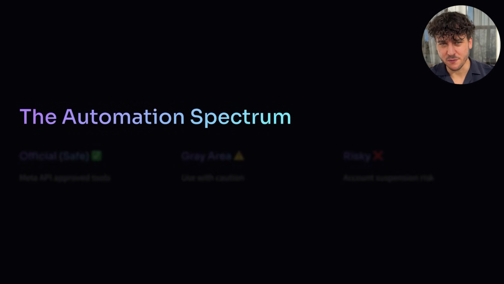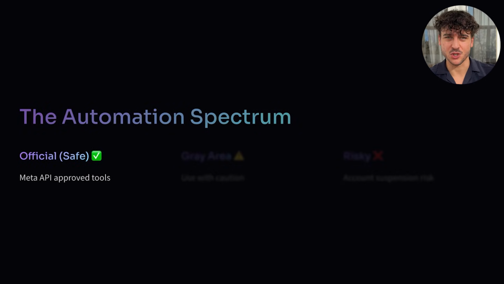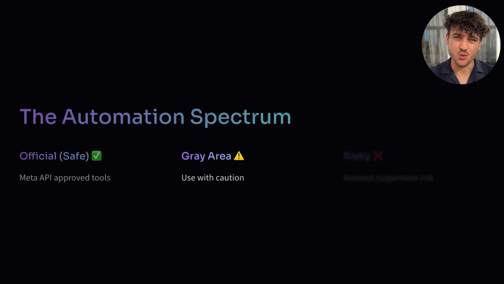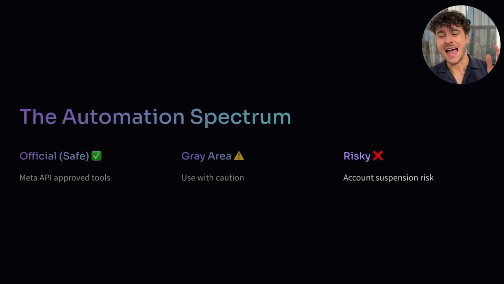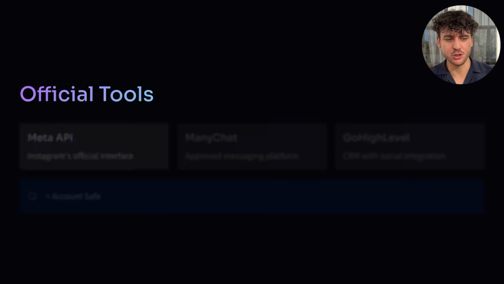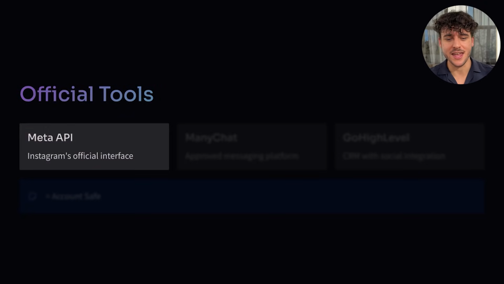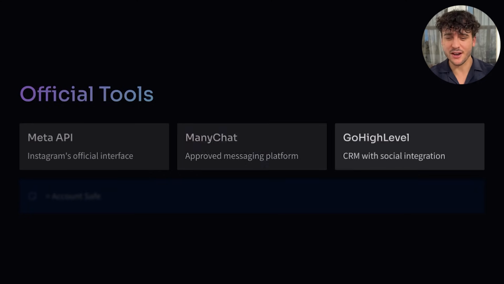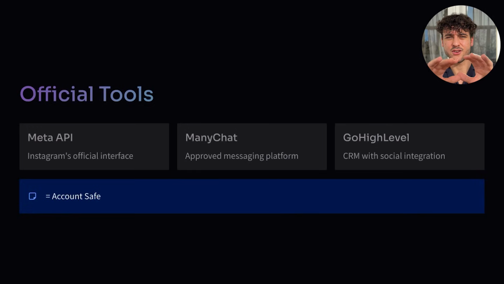The automation spectrum of Instagram includes official methods, which are Meta API approved tools, a gray area where you need to be a little bit careful about how you use those automation tools, as well as risky areas which can lead to account suspension. Let's talk about official tools first, which are working through the Meta API. This includes tools such as Manychat or Go High Level, which most of you will be familiar with, but I will be explaining mainly Manychat over the course of this video, as it has the most capabilities for what we'll be needing to get more clients. All of these tools mean that your account is completely safe in any automation that you're doing.